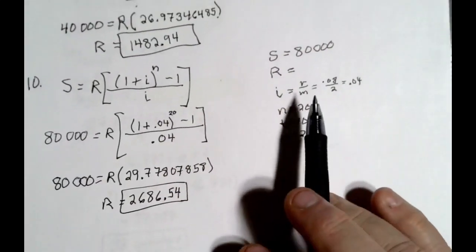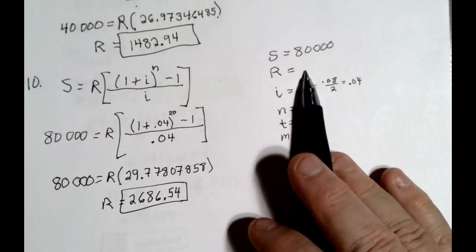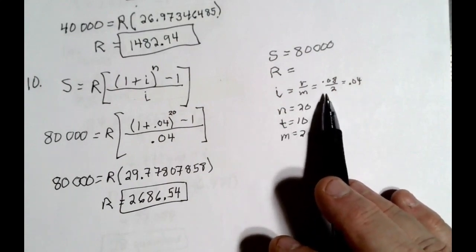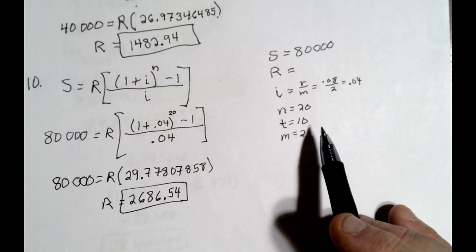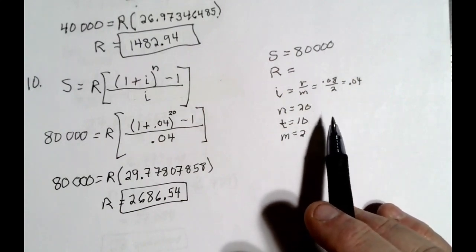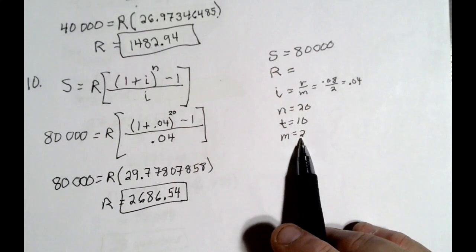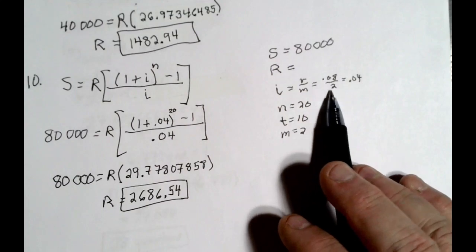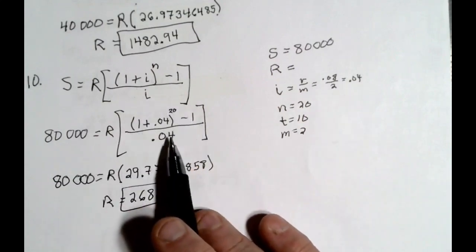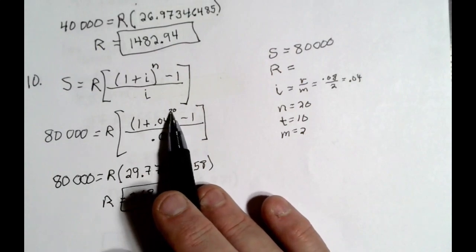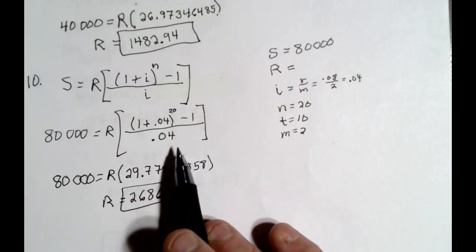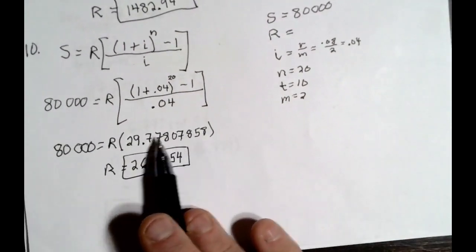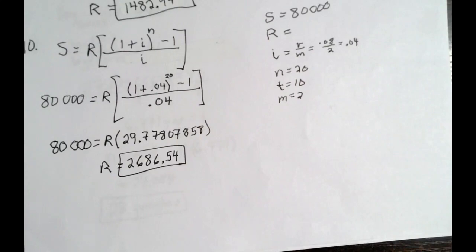Same idea here with number 10. The unknown is the payment. You want 80,000, and they give you 10 years, each 6-month period is compounded semi-annually, so that's twice a year. M times T is 20, so that's your N. I is R over M, which is 0.08 over 2, or 0.04. Now you plug in everything you know, and you get 1.04 to the 20th. Figure that out, then subtract 1, figure that out, divide by 0.04, get that, write it down, and divide both sides by the 29.7 number, and you get your answer.